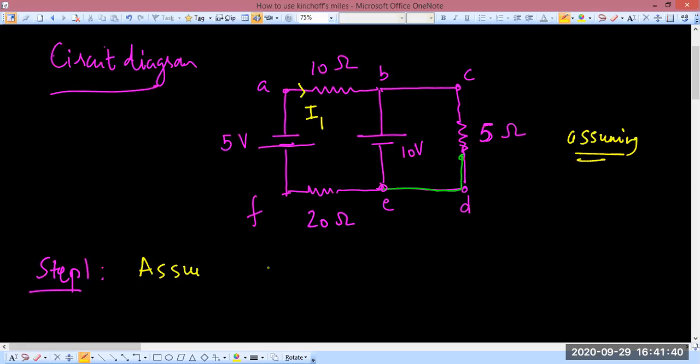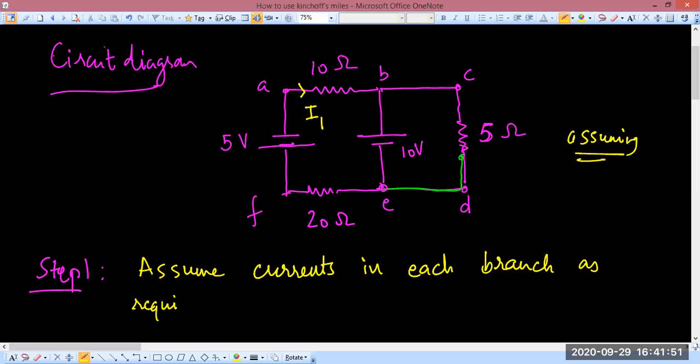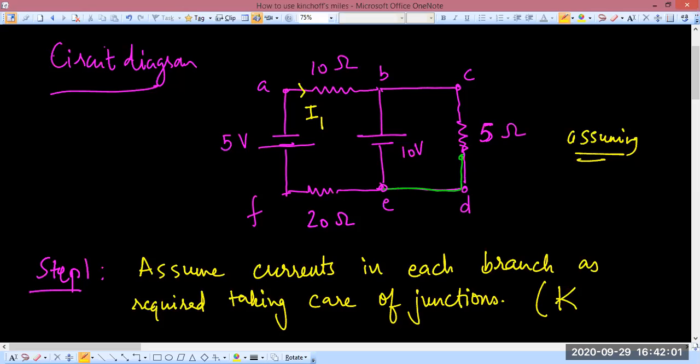Assume currents in each branch as required, taking care of junctions. So that is basically using Kirchhoff's first rule. That is called KCL for short. I hope you understand: KCL, Kirchhoff's current law or Kirchhoff's current rule. Clear? So take care of junctions.